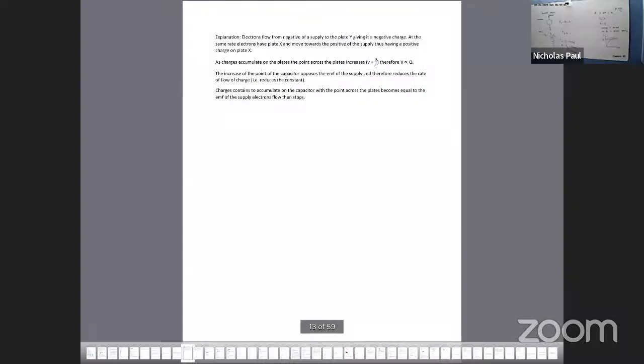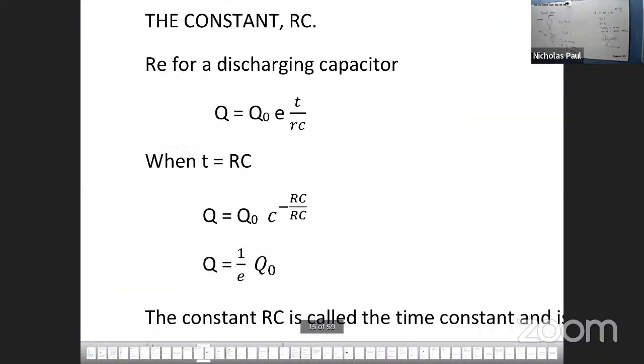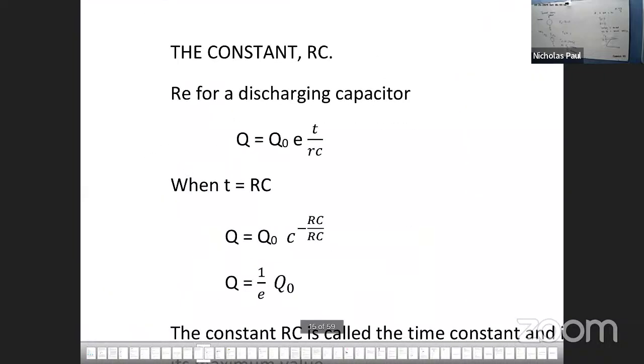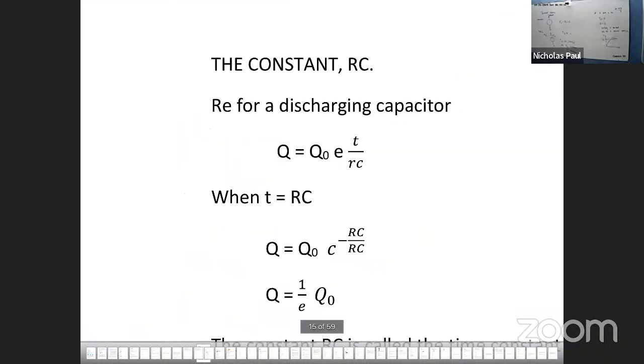Capacitor charging and discharging, and we saw that during discharging, this was the formula: Q is equal to Q naught e to the minus t on RC. That shows how a capacitor discharges over time, and the graph looks like this.